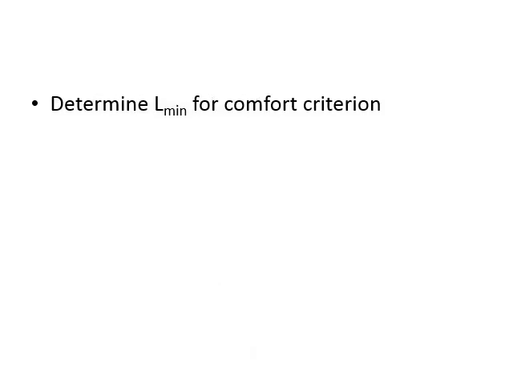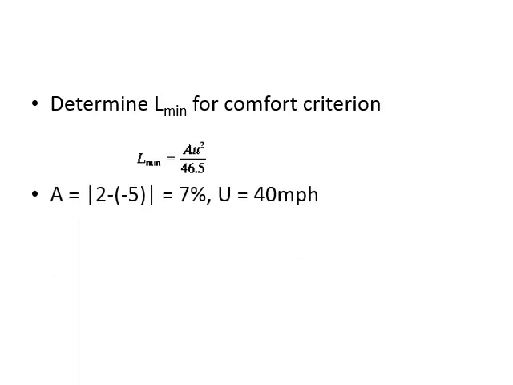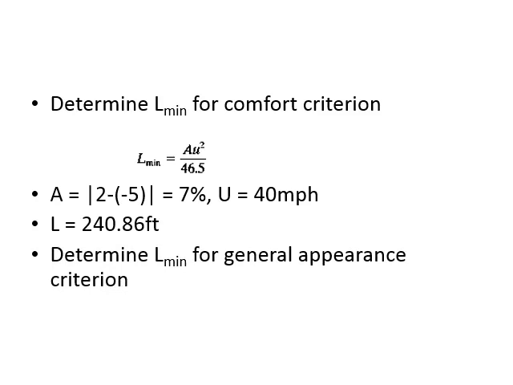Then we have comfort criteria. This is the equation for comfort criteria. My speed and A is given. So A will be 2 minus minus 5, it will be 7. Speed is 40 miles per hour. So the length according to comfort criteria is 240.86 feet. Then I'll use the general appearance criteria, which says length should be 100 times A. A is 7, so length is 700 feet.